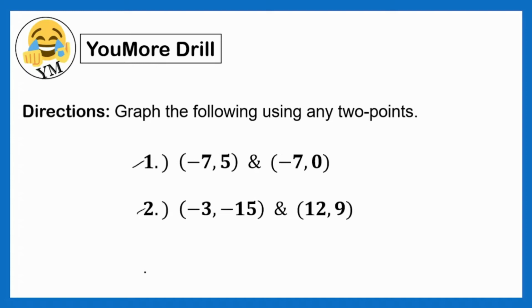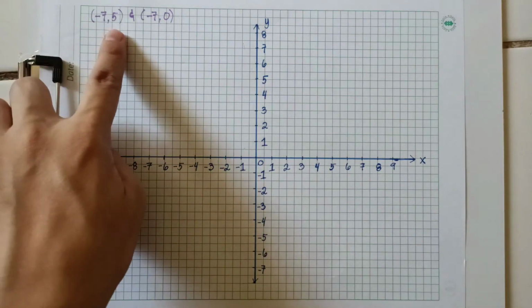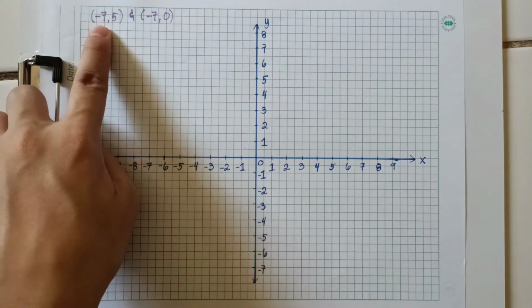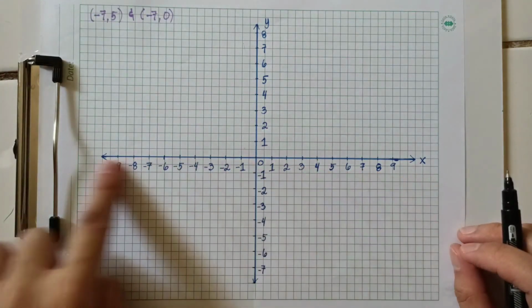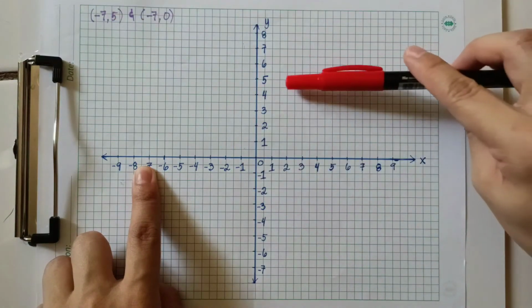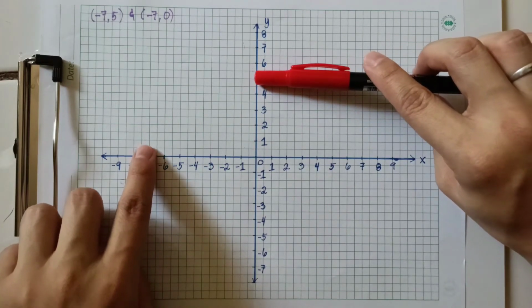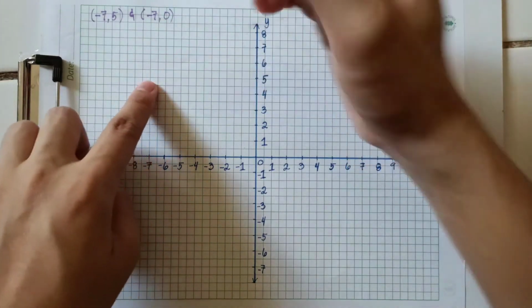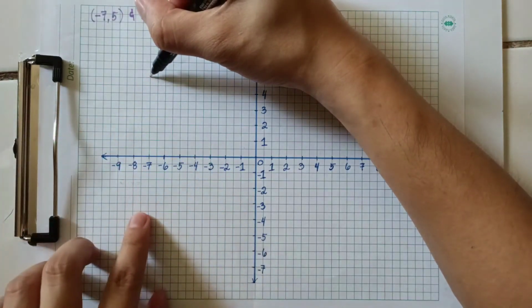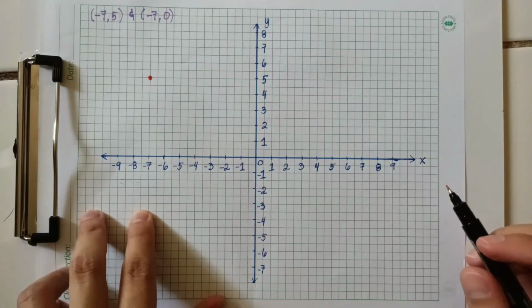Alright, so let's answer number 1 in our YouMore drill. Okay? So negative 7, 5 ang ating first point. Again, x muna followed by y. So, negative 7 is found on x-axis. Andito siya sa horizontal. Andito yung negative 7. And 5 is found sa y-axis. Andito siya. So, diretso mo lang yung dalawa. Ayan, diretso. Andito. Okay, so tapat ng negative 7, tapat ng 5, that is our first point.